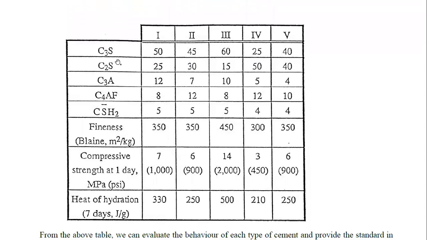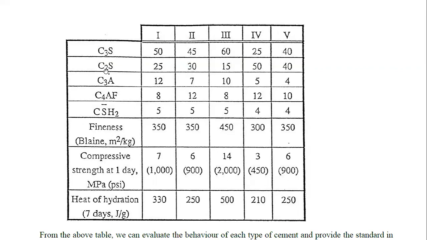Here are the components: tricalcium silicate, dicalcium silicate, tricalcium aluminate, tetracalcium aluminoferrite, CSH2, fineness, compressive strength, and heat of hydration. Tricalcium silicate for type 1 is 50%, type 2 is 45%, type 3 is 60%, type 4 is 25%, and type 5 is 40%.